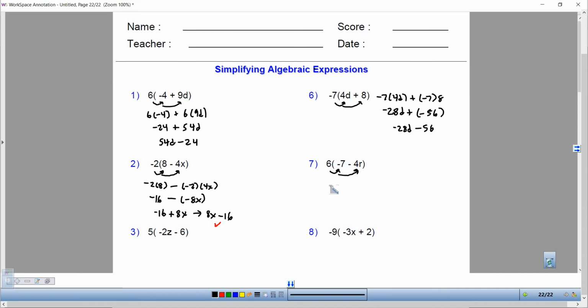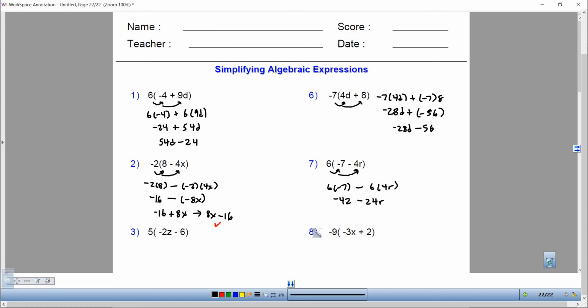So here we go. 6 times negative 7 minus, again, be careful, that's a minus there, minus 6 times 4r. Now notice I put the minus there, so this is a positive 4r. Be very, very careful with your signs and your operations. 6 times negative 7 is negative 42. Minus 6 times 4r is 24r.